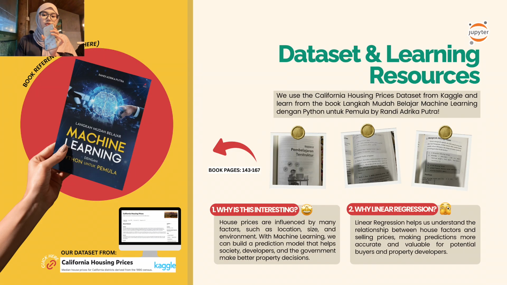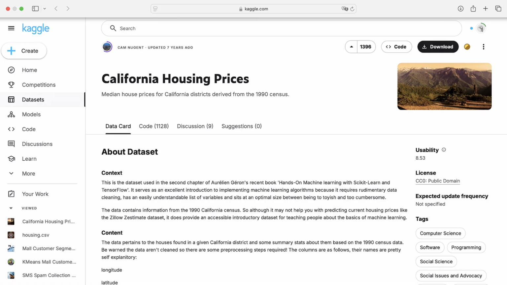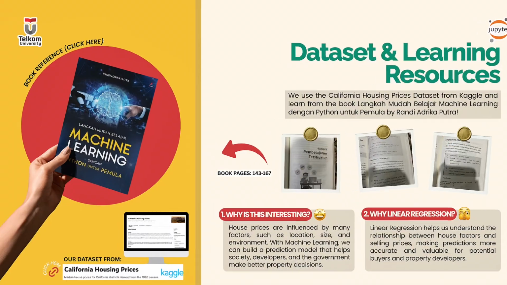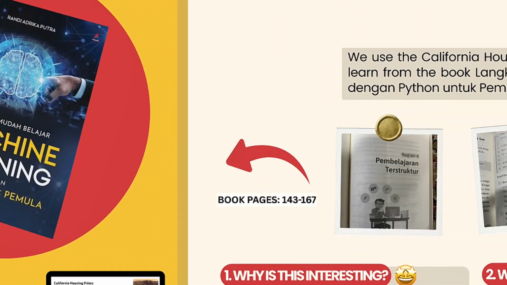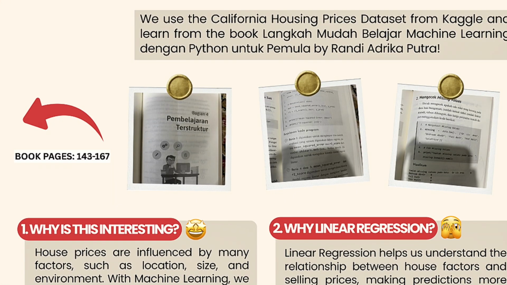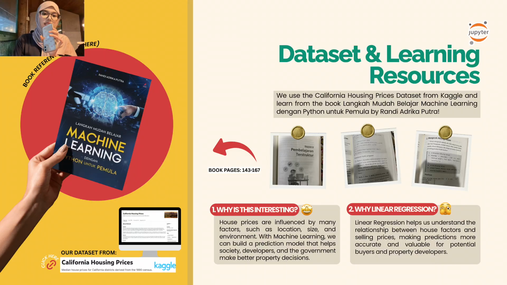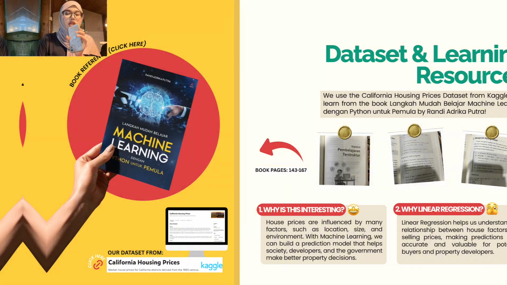Our goal is to analyze key features affecting house prices and develop an accurate prediction model using the California housing prices dataset from Kaggle and insight from Langkah Mudah Belajar Machine Learning dengan Python untuk Pemula by Randi Adrika Putra. So we apply supervised learning with linear regression. This method effectively identifies relationships between houses' features and prices, making our model available for buyers, developers, and policymakers in real estate decision making.